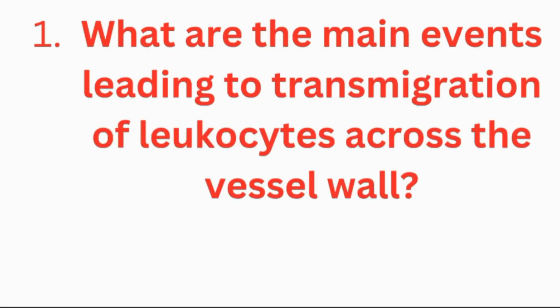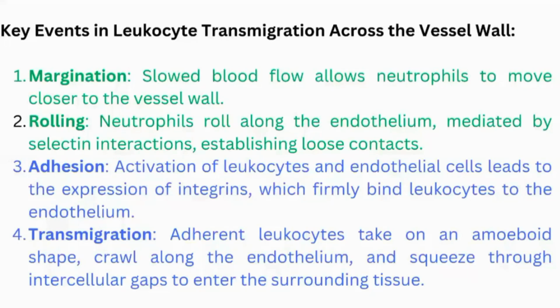What are the main events leading to transmigration of leukocytes across the vessel wall? The key events in leukocyte transmigration across the vessel wall are margination, rolling, adhesion, and transmigration. The first one is margination. Slowed blood flow allows neutrophils to move closer to the vessel wall.